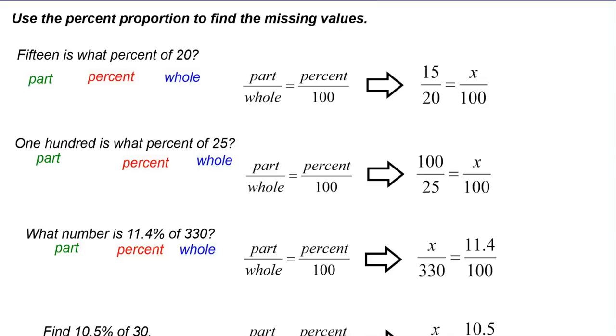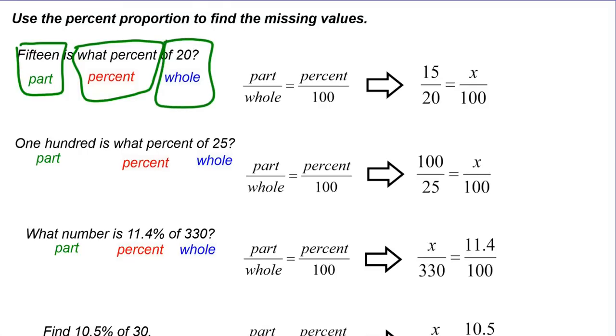I've got a bunch of examples here of missing numbers in percent problems, and we're going to see what's missing and what we know. So, 15 is what percent of 20? I've got all of the parts identified here, where 15 is the part. The percent is missing, what percent, and of 20 is the whole. So out of 20, 15 is what percent of that. Then we just use our percent proportion, the part over whole equals percent over 100, and fill in what we know. So 15 out of 20 is how much out of 100.